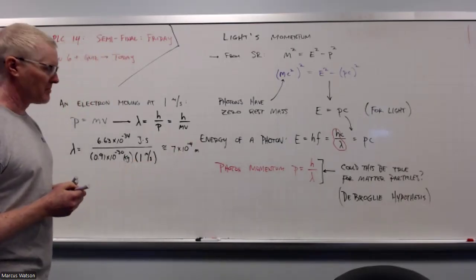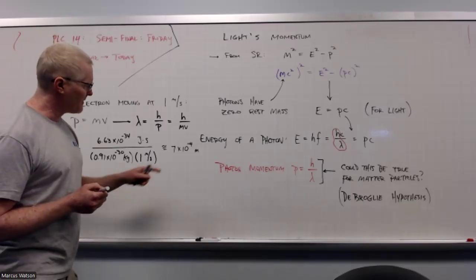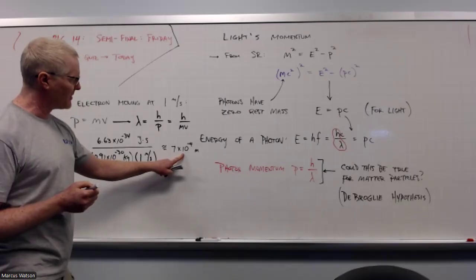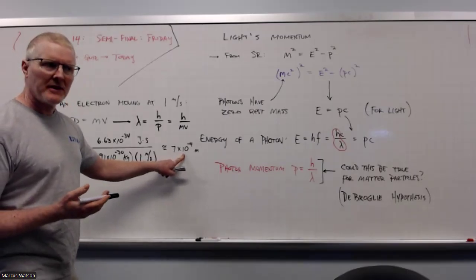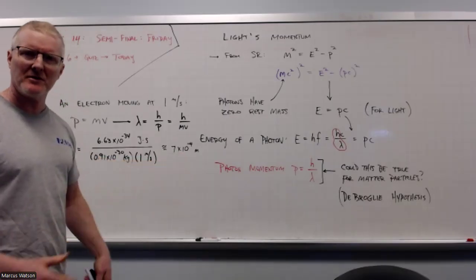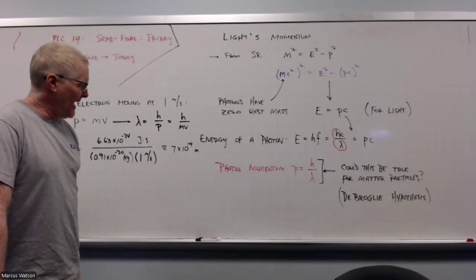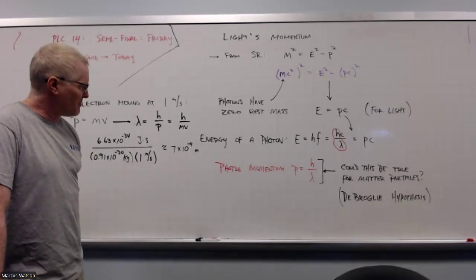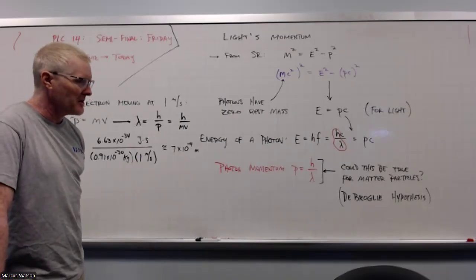Which is kind of astounding, right? In other words, the wavelength here is like what, 1/10 of a millimeter? That's, I don't know, that's kind of weird, right? So even an electron moving at a meter per second has a wavelength that's about 1/10 of a millimeter?